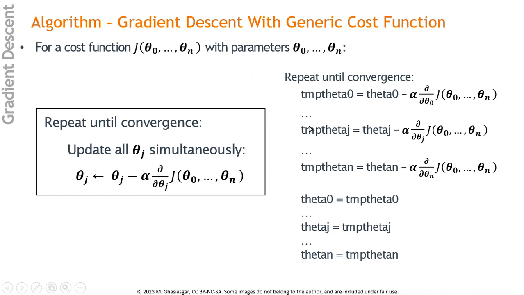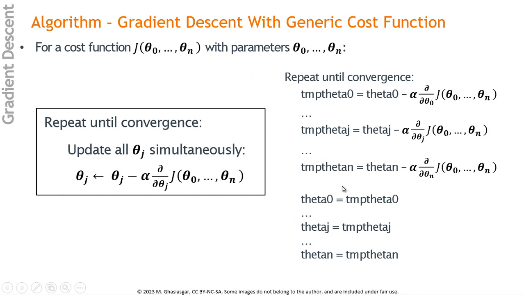Then you'd create these temporary variables for each of the different parameters. So temp theta 0 equals theta 0 minus this step, which includes the learning rate and the derivative. Here we're basically just doing an update for all n of the parameters involved in this function, but each one has the same structure as a single parameter optimization.